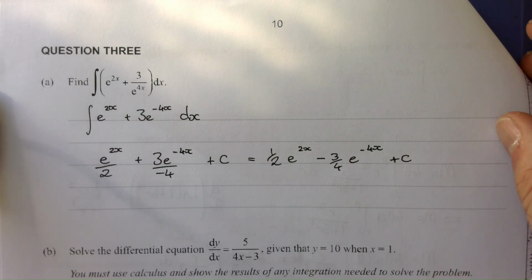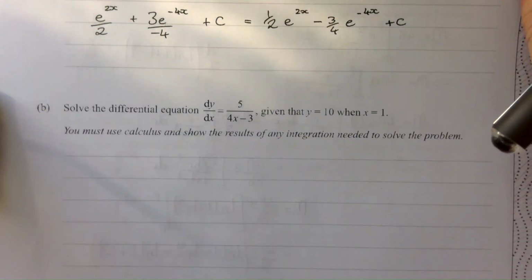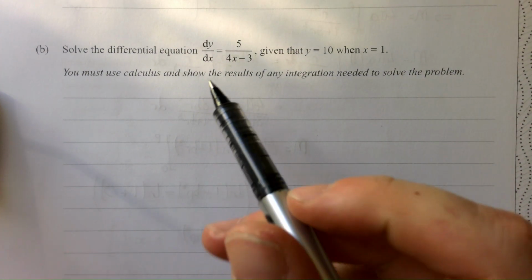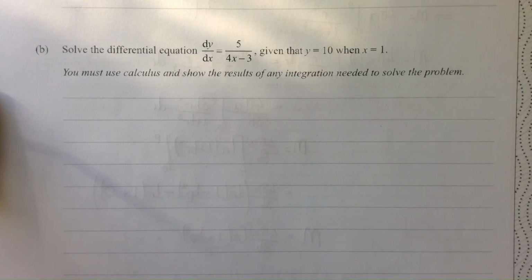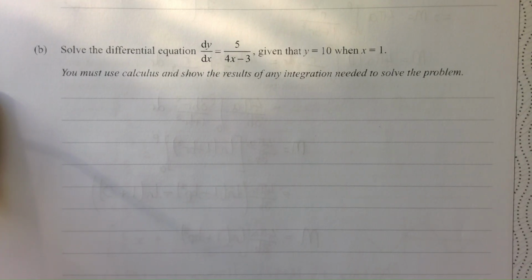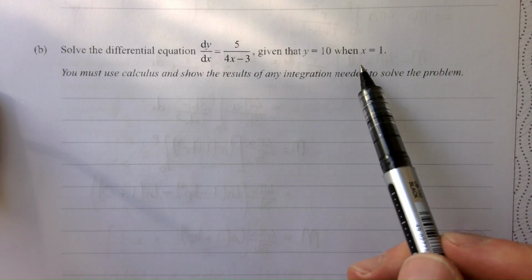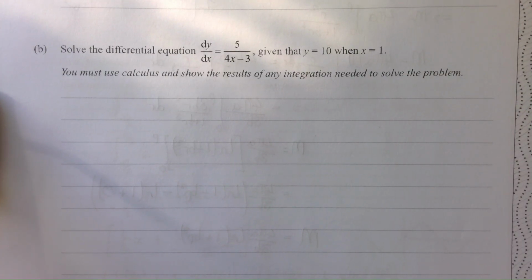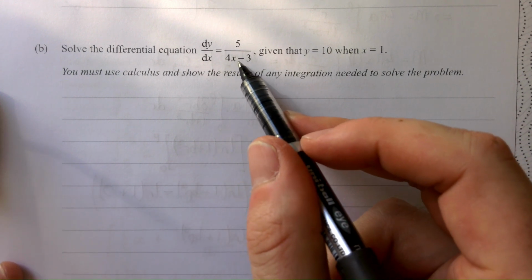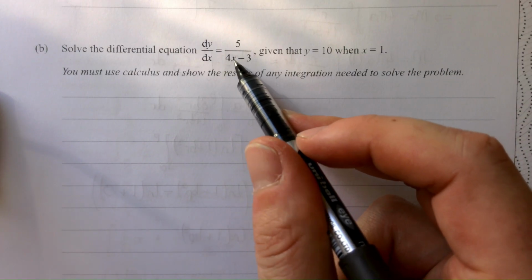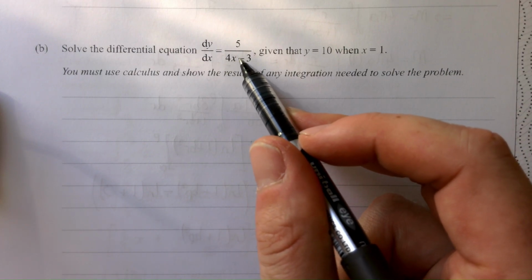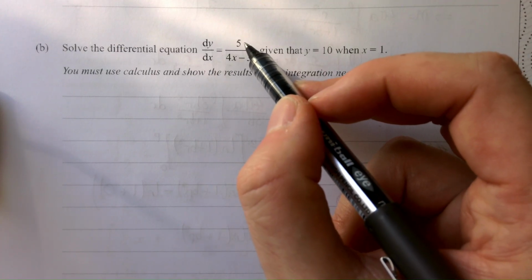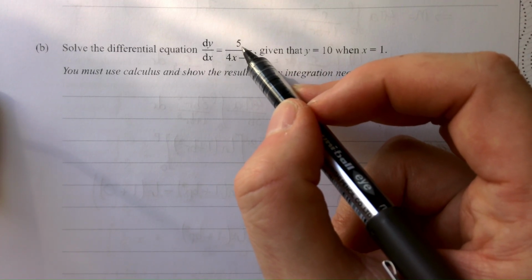Now, for part B, we are told to solve the differential equation dy by dx is equal to 5 over 4x minus 3, given that y is equal to 10 when x is equal to 1. Now again, these are given to us so we can find the constant of integration c, so it's always important to do that. Now, hopefully we spotted here that we have x to the power of 1 in the denominator and effectively x to the power of 0 in the numerator.